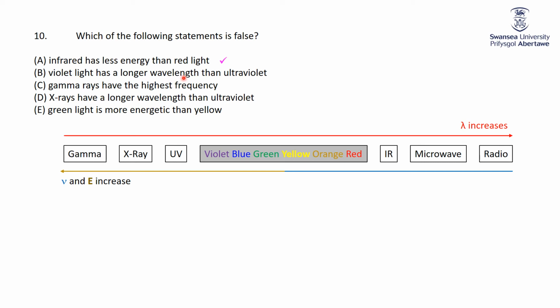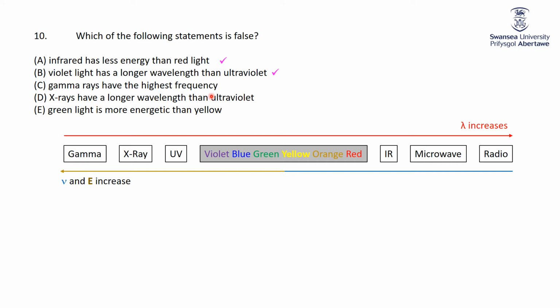Violet has a longer wavelength than ultraviolet. Well, wavelength, we're going from left to right. There's violet, there's ultraviolet. Violet has the longer wavelength because it's on this side, right? Wavelength in our little series increasing as we go from left to right, so that's good.